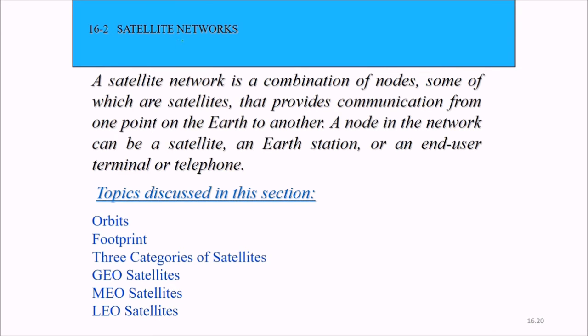Now we see the satellite networks. The satellite network is a combination of nodes, some of which are satellites. Some stations are satellites that provide communication from one point of the globe to another point. So a node in the network can be a satellite, an earth station, and an end user, of course, the terminal or your telephone. We'll see about the orbits, footprint, and three categories of satellites: GEO, MEO, and LEO.